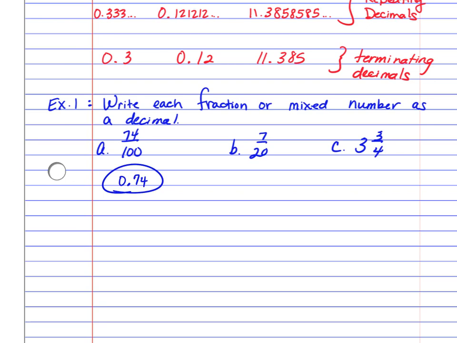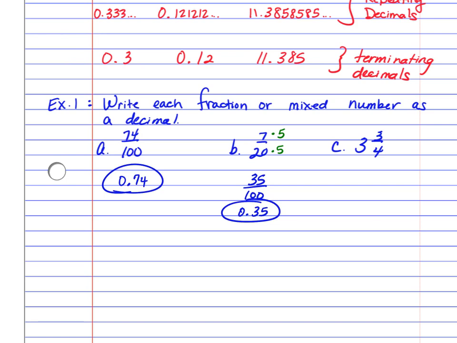Looking at letter B, 7/20ths, if there's something you can do to make that denominator be 100, that's going to help as well. For example, we can take 20 times 5, which means we have to take the 7 times 5. If we do that, we end up getting 35 over 100, which again makes it pretty easy to create the decimal form of that.